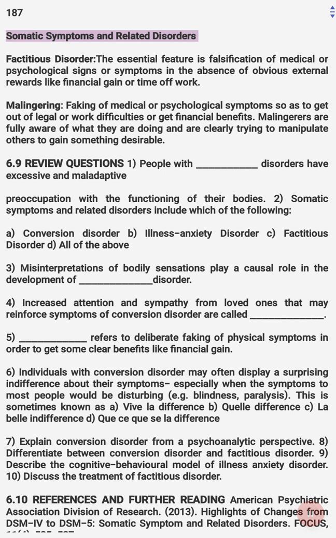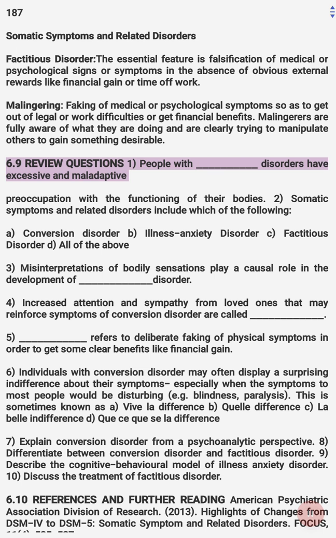187. Somatic symptoms and related disorders. Factitious disorder. The essential feature is falsification of medical or psychological signs or symptoms in the absence of obvious external rewards like financial gain or time off work. Malingering. Faking of medical or psychological symptoms so as to get out of legal or work difficulties or get financial benefits. Malingerers are fully aware of what they are doing and are clearly trying to manipulate others to gain something desirable. 6.9 Review questions. 1.